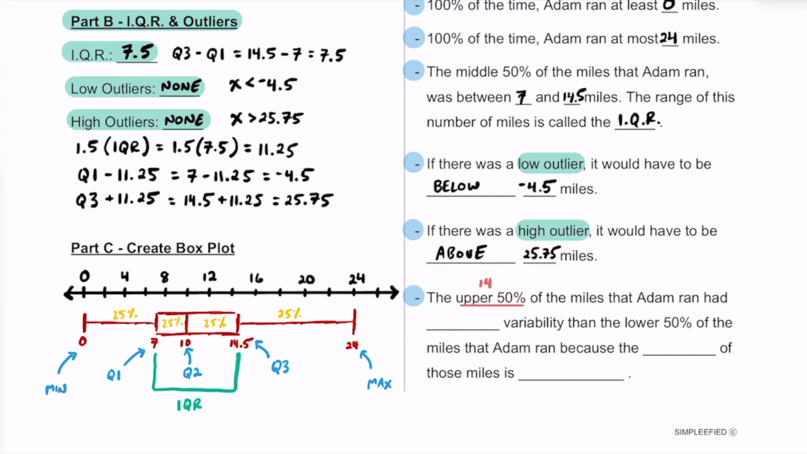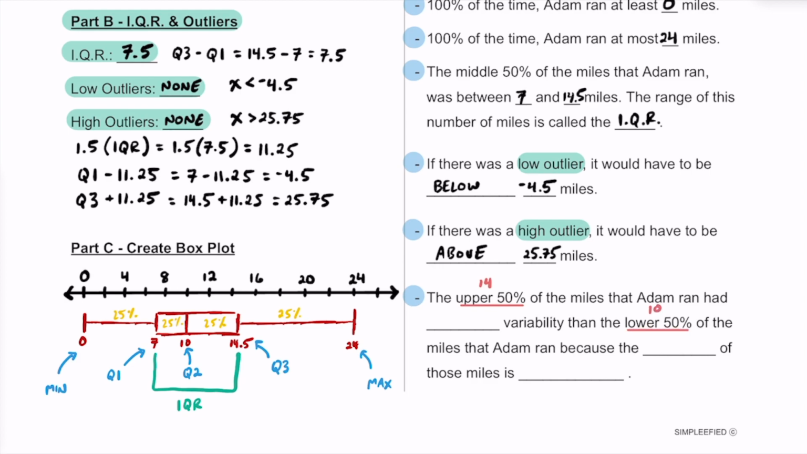And what about the lower 50%? The lower 50% was between here and here. And what is that spread? It's between 0 and 10 miles. So if we see the lower 50%, let's go ahead and write that in. The lower 50%, that was 10 miles apart.